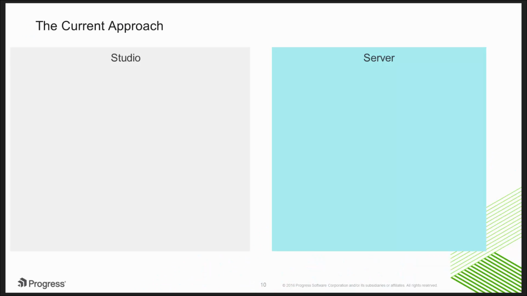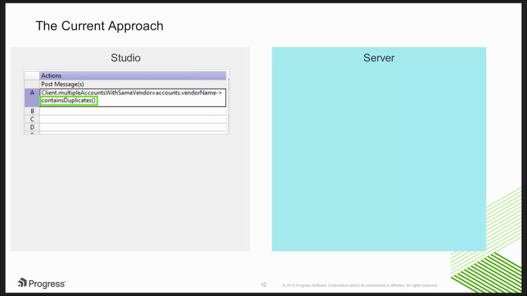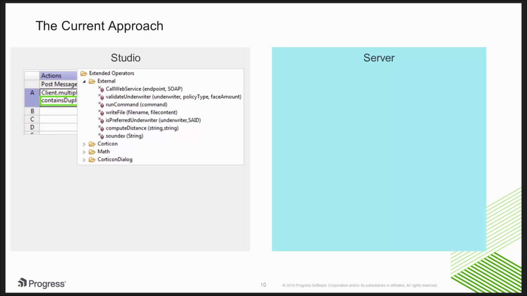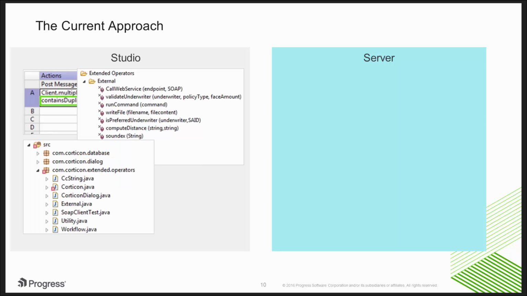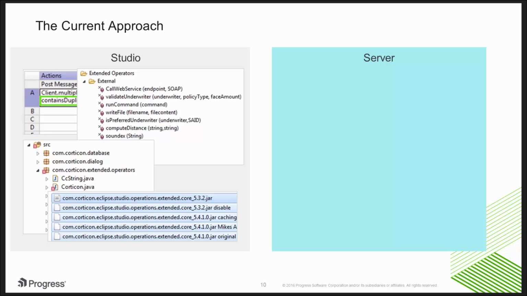So let's look at the current approach first so that you can see how wonderful the new approach is. In the current approach, you create a rule sheet and you simply drag an operator into the conditions. Now, those operators are pulled from a space in the operator library called extended operators. How do they get there? Well, you have to write a Java program. And those Java programs that implement those operators need to be compiled. They're compiled into a file that looks like this.